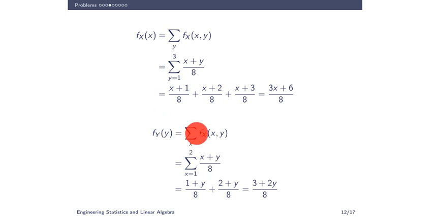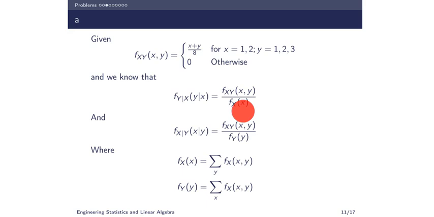Now this will be f_Y(y), so it should be added over x. x takes the value 1 to 2. If you see the question, x takes the values 1 and 2. So x plus y, substituting x equal to 1 and 2: (1 + y)/8 and (2 + y)/8. So 1 plus 2 will be 3, y plus y will be 2y, and the denominator is common, so divided by 8. So you got both the values, f_X(x) and f_Y(y). This is already given, and this you calculated.